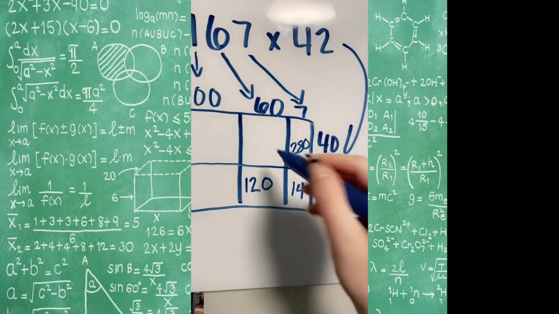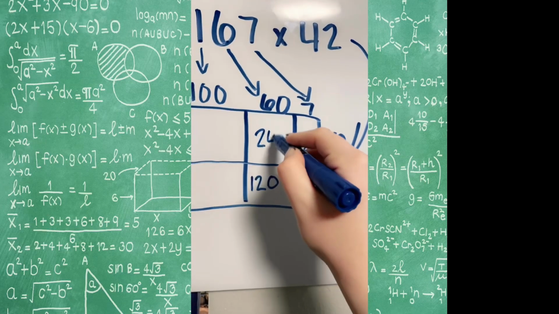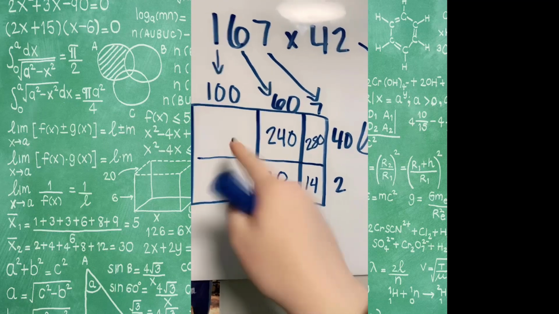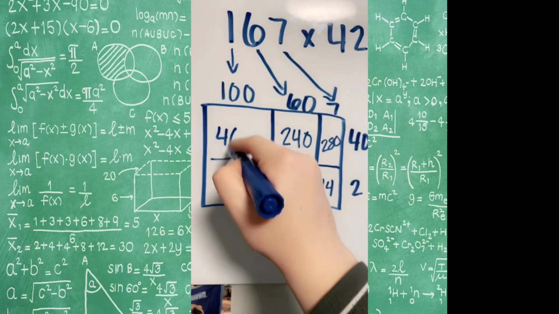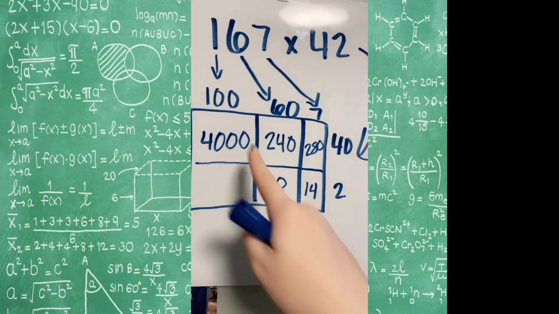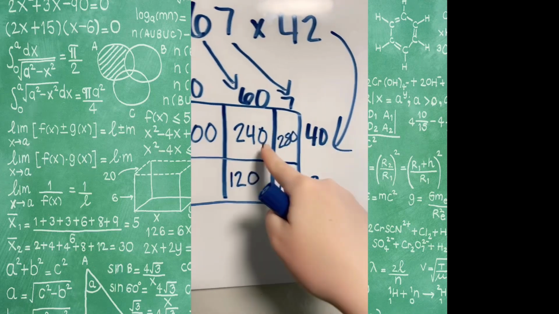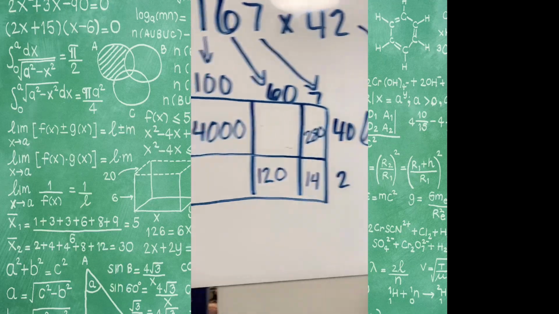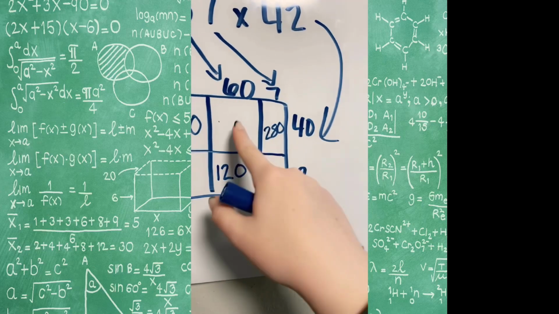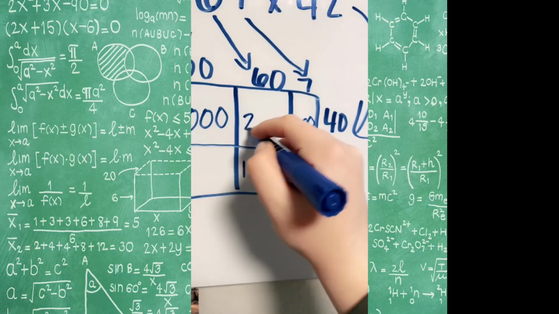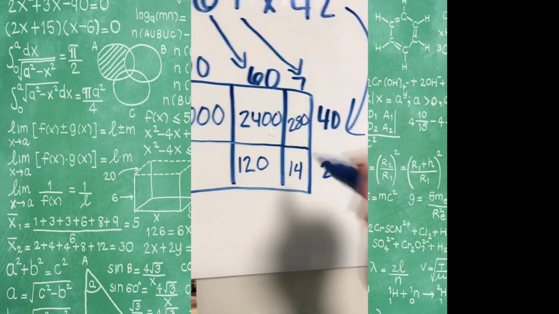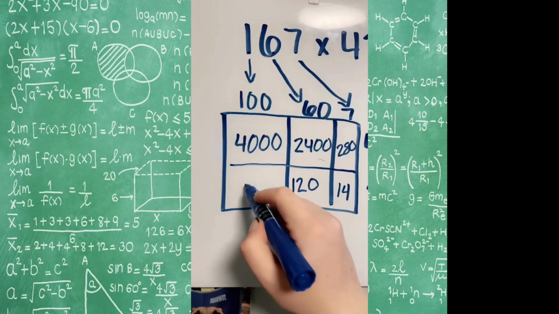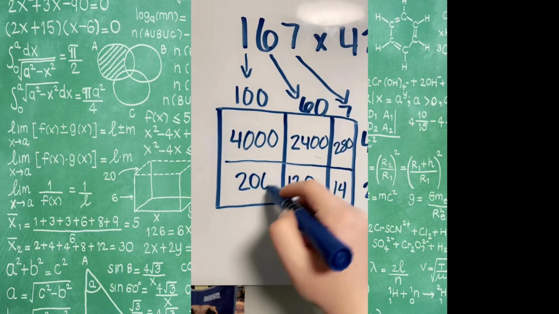60 times 4, 240. 100 times 40 is going to be 4,000. Oh, just kidding. I messed up here. Did you see where I messed up? Where is my mistake? 60 times 40 is 2,400. Then 100 times 2 is 200.